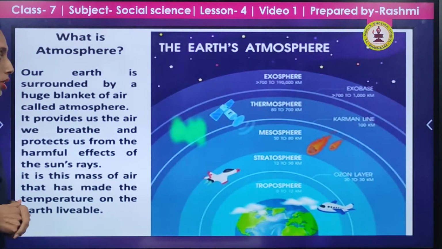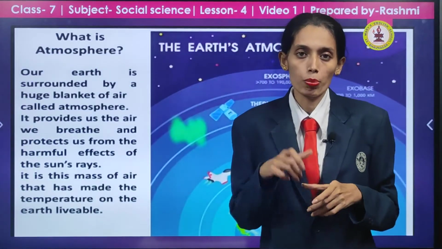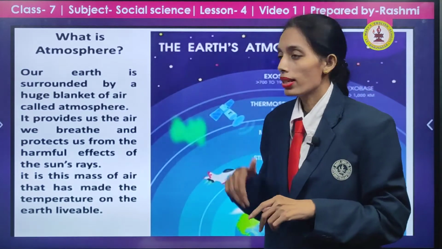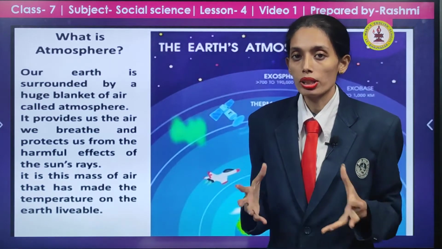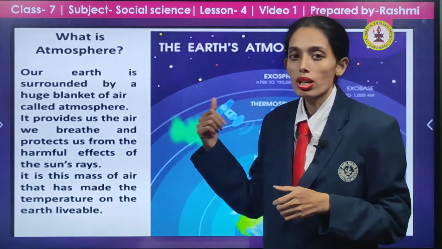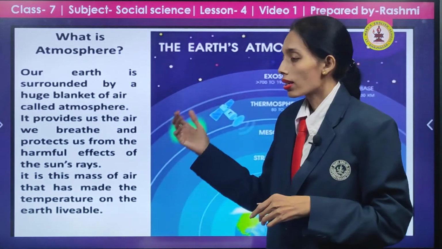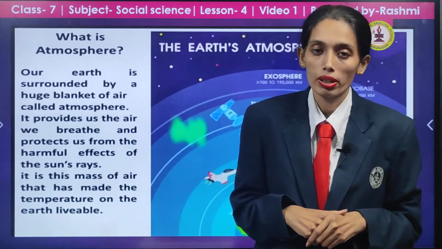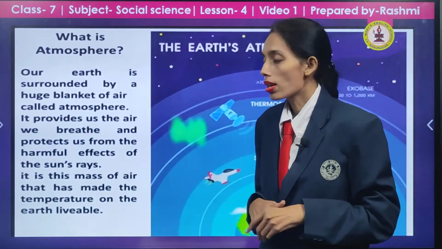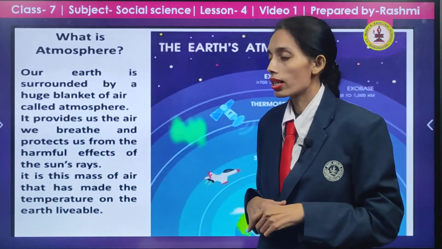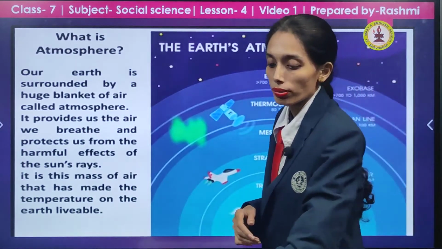Earth is surrounded with a blanket of air, that is termed as atmosphere. Our Earth is surrounded with a huge blanket of air, which is termed as atmosphere. It gives us the oxygen to breathe in, and it protects us from the harmful UV rays from the sun, and that's how we are being protected. It is the mass of air that has made the temperature livable on the Earth. So let's check out further.